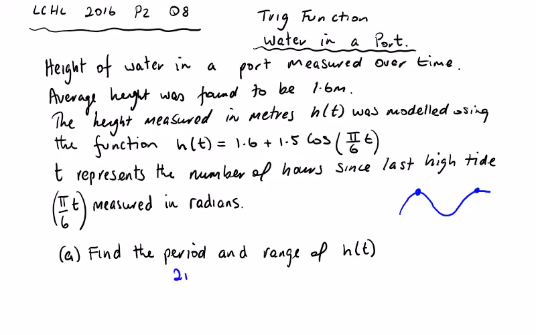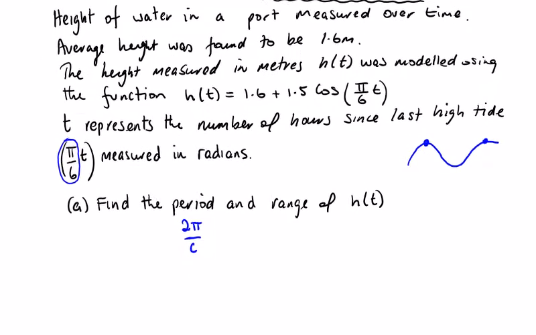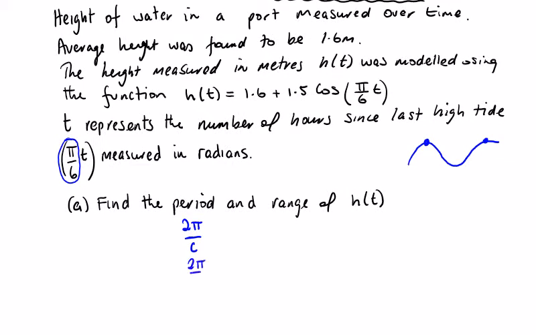Well, the period is 2 pi over c, where c is the coefficient of t, always. So 2 pi divided by pi over 6 is equal to 2 pi, turn it upside down and multiply, times 6 over pi. The pi's cancel and we're left with 12, and we were told it was in hours.